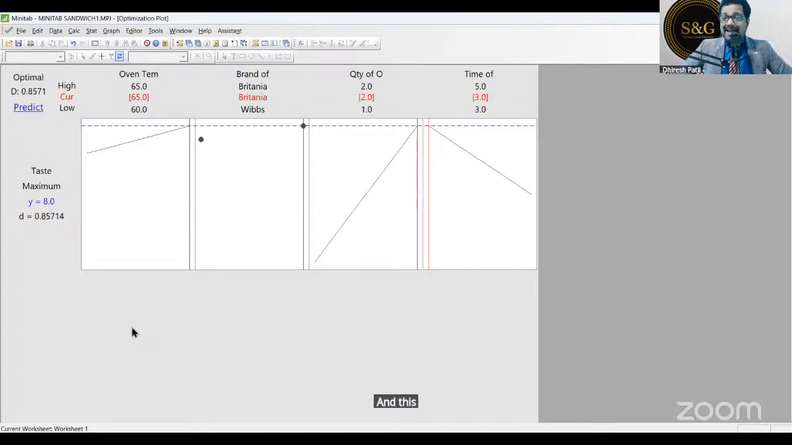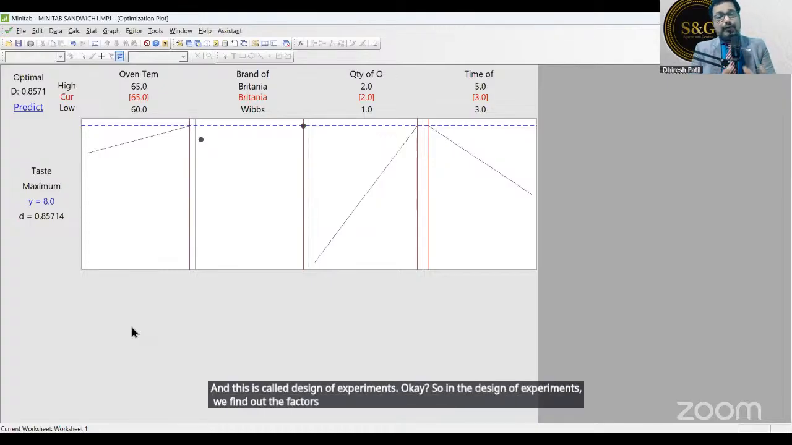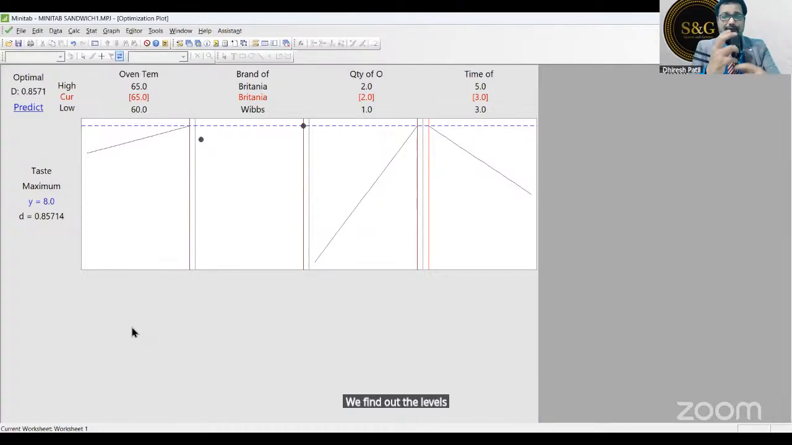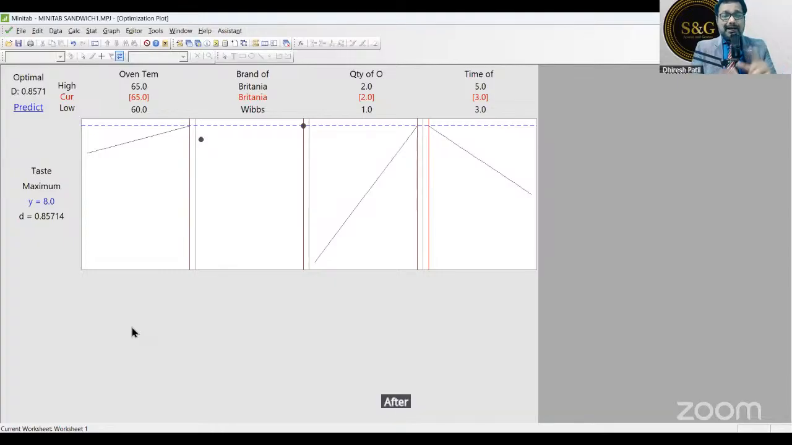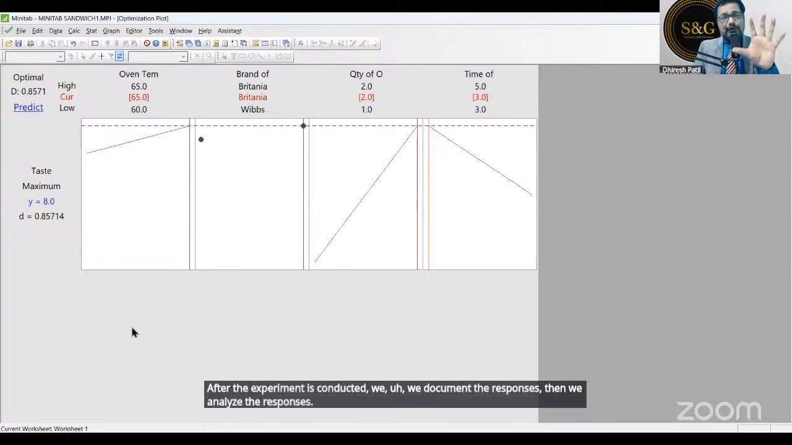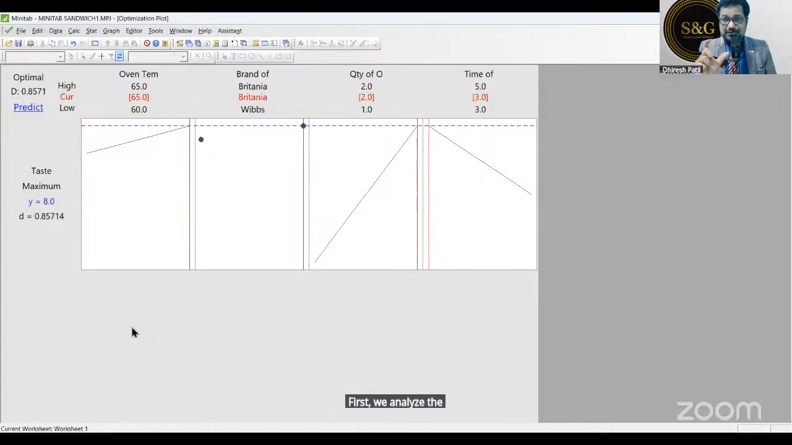And this is called design of experiments. In the design of experiments, we find out the factors, we find out the levels. Then we randomize the factors and run all those things. We replicate it as well. After the experiment is conducted, we document the responses. Then we analyze the responses. First, we analyze the residuals. After residual analysis, we do the Pareto analysis and check the critical factors. And then we can go for the response optimizer.